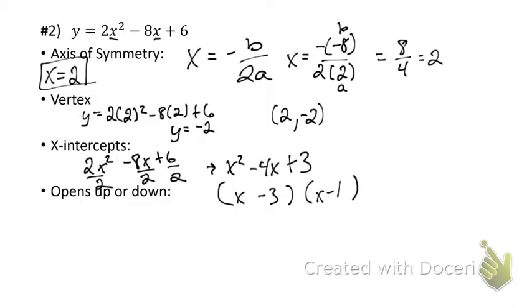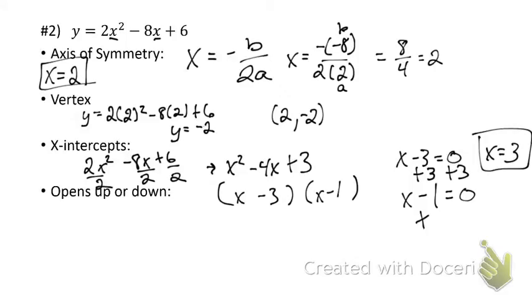Take both my factors, set them equal to 0, and solve for x. So x subtract 3 equals 0, x minus 1 equals 0. Add 3, x equals 3. Add 1 on both sides on the second equation, and I get x equals positive 1. The last thing, would this graph open up or down? Well, this graph is going to open up because the equation starts with 2x squared, which is positive.